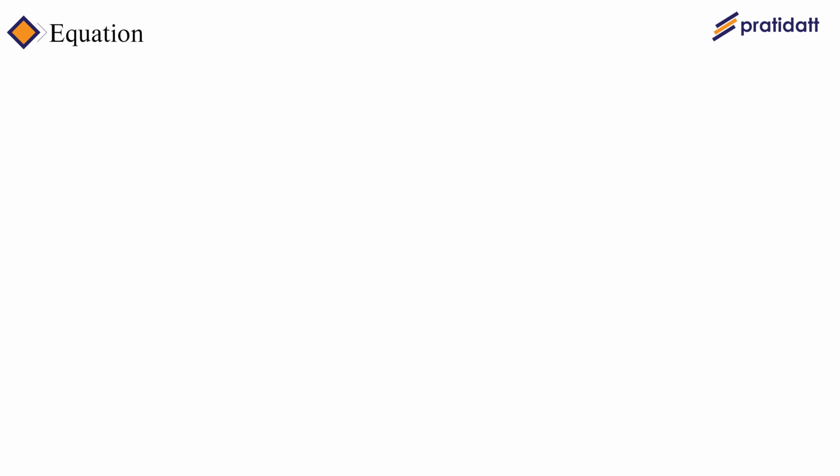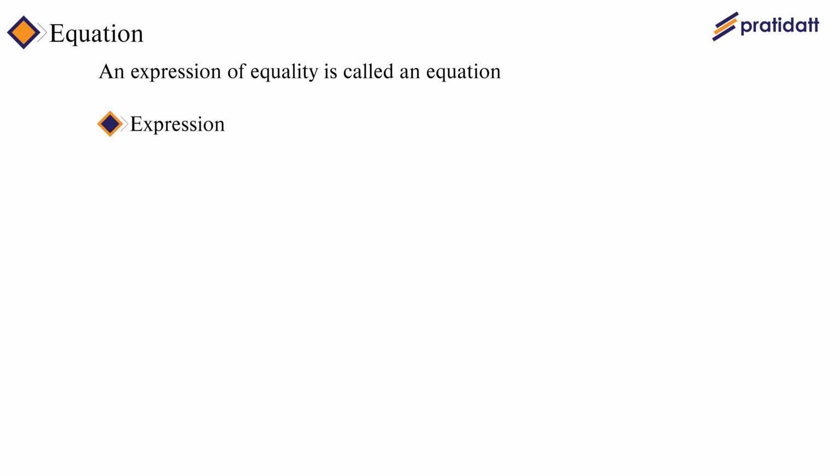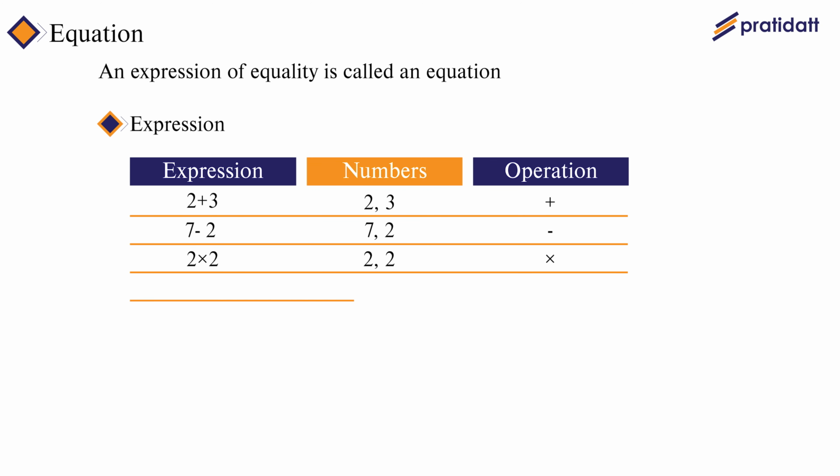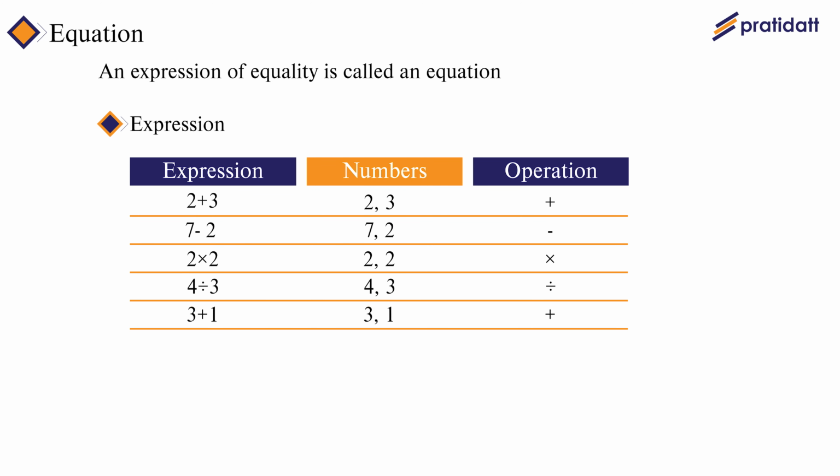So let's start. An expression of equality is called an equation. So what is an expression? Generally, an expression is a combination of numbers and operation symbols. The expressions can be like this: 2 plus 3. Here, 2 and 3 are numbers, while plus is an operator. The other expressions may be like 7 minus 2, 2 into 2, 4 divided by 3, 3 plus 1, 3 minus 1, etc. Here we have cleared the expression.